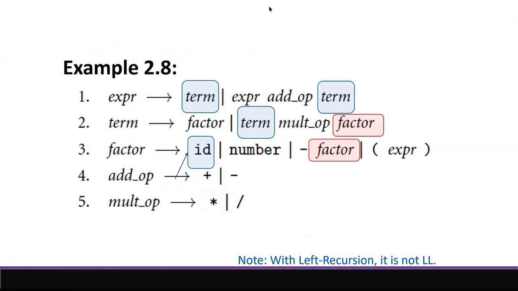Right here you have expression as term, or expression operator and term. Your term can be a factor or term multiply a factor. A factor can be a variable, a number, or minus variable, or an expression. And then your operator can be an add operator, plus or minus, or a multiply operator, times or division. So this is one set of grammar.